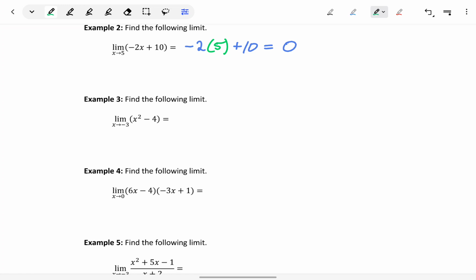Similarly, in example 3, we'll use direct substitution again. Here we're going to plug in x equals negative 3, which would be squared minus 4. Negative 3 times negative 3 will give us positive 9 minus 4, or positive 5 as that limit.